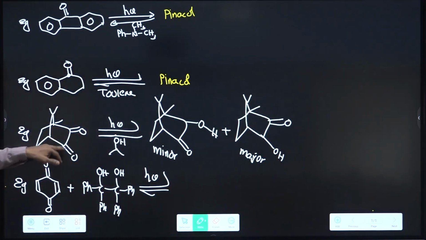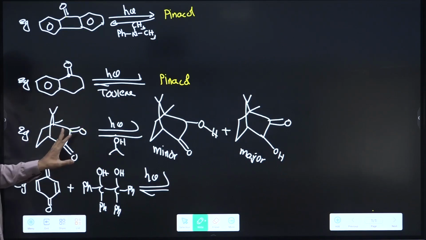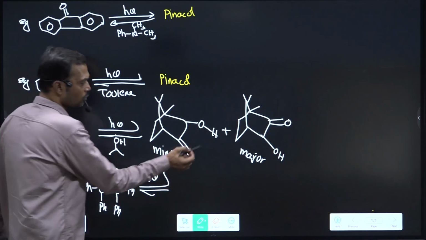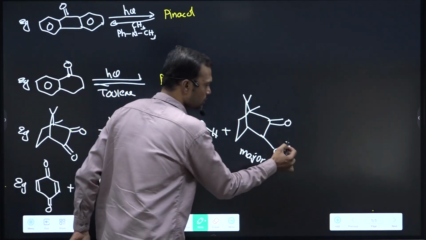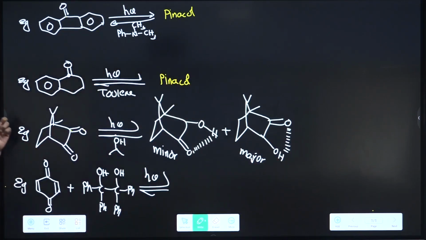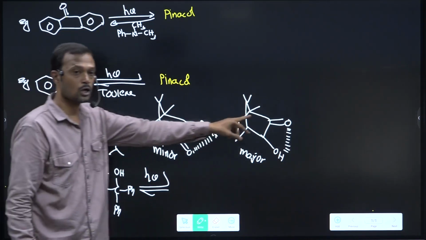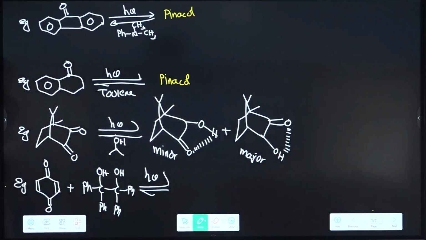If a 1,2-dione is given, complete reduction is not possible. So don't write OH, OH, because hydrogen bonding is developed here. Between these two, hydrogen bonding is there. Between these two, hydrogen bonding is there. That's why it is not possible. Okay, complete reduction is not possible. If more than one carbonyl group is present in one molecule, complete reduction is not possible. Diol is not possible in this case.